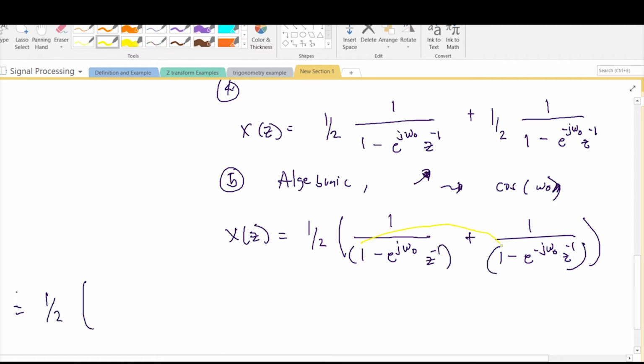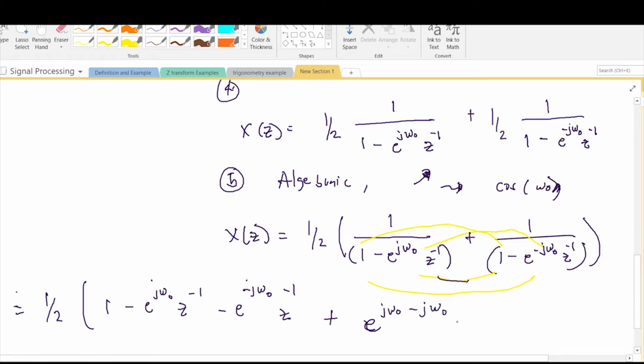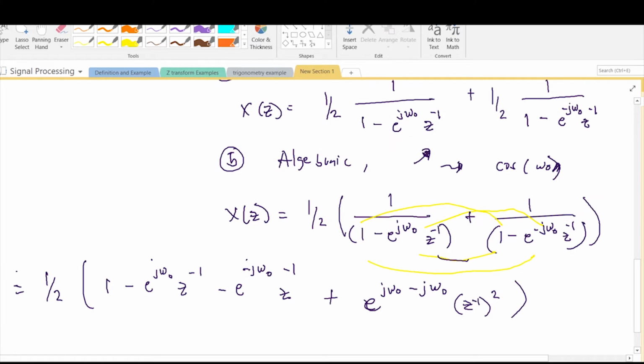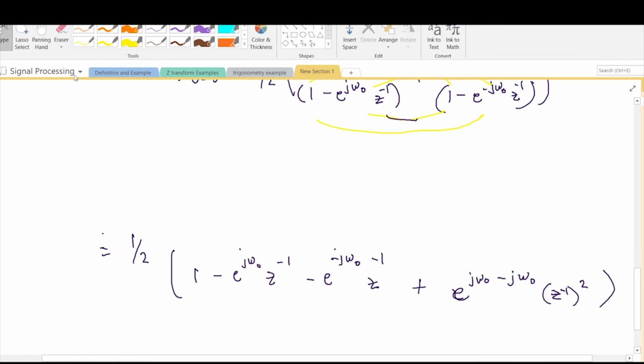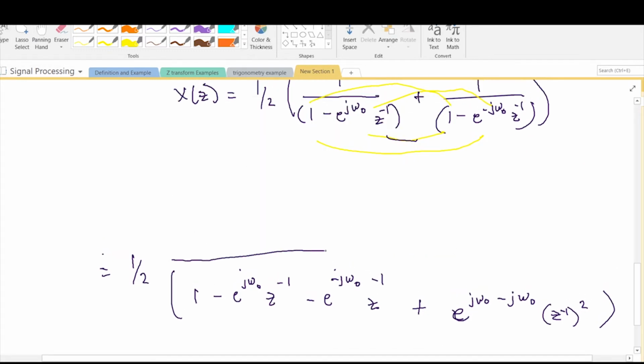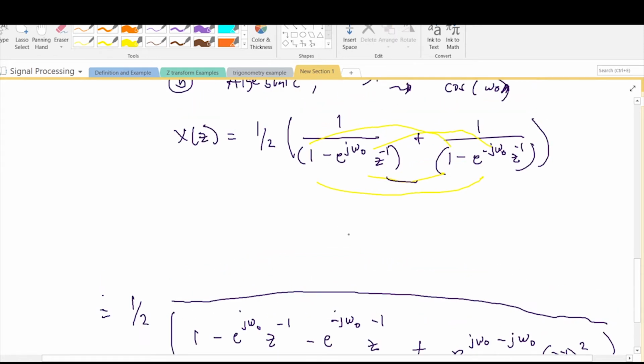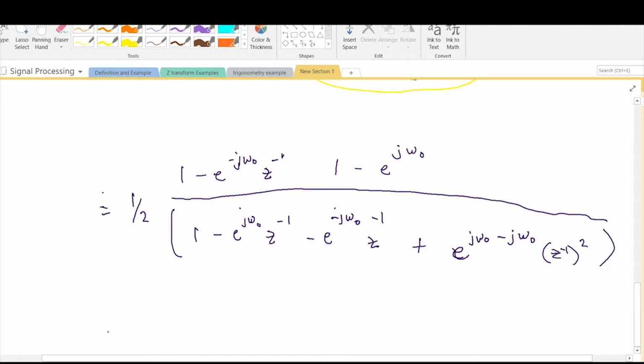So that would be 1, and then the last one would be this one. To do that, this would become positive, and then properties of exponent, and then z^-1, and then 2. So that's our denominator. Now we're going to deal with the numerator. As you can see, that's the denominator, and the numerator would now be 1. Okay, so now we're going to simplify this one.